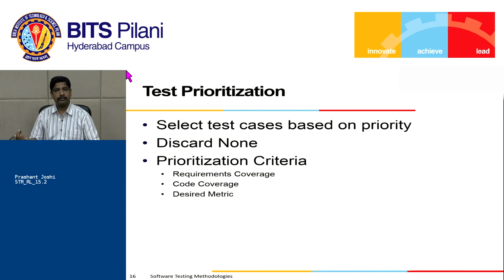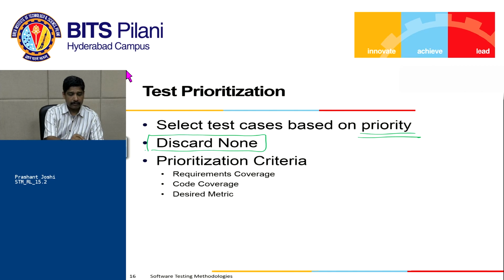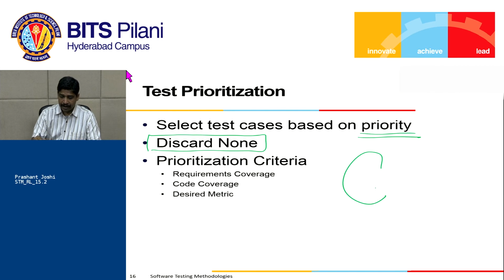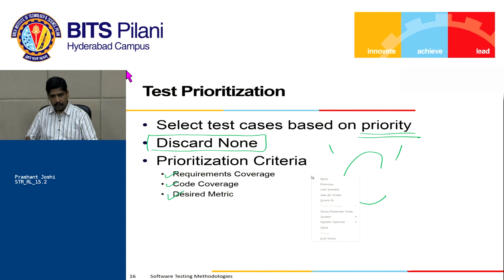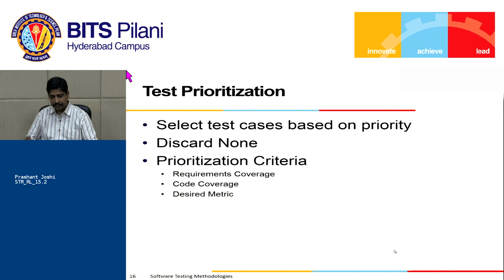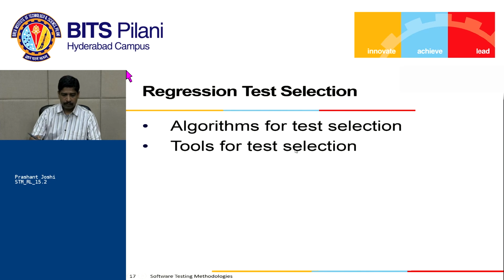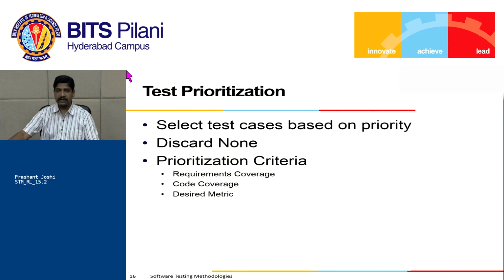Prioritization. We select based on priority, we discard none. But again, we need a prioritization criteria C, which will talk about requirements coverage, code coverage, or a particular desired metric. It may be that one of the performance tests needs to be prioritized, or it may be a load test that needs to be prioritized. Say we have a server which hosts our application.